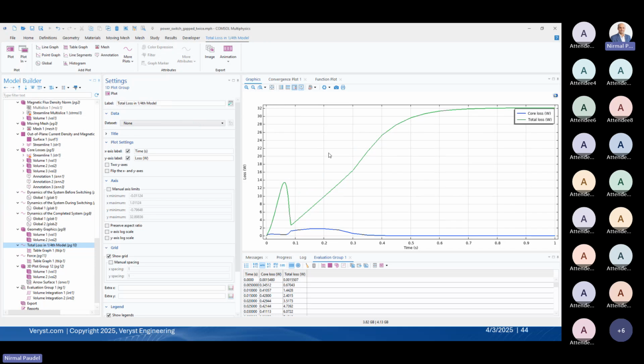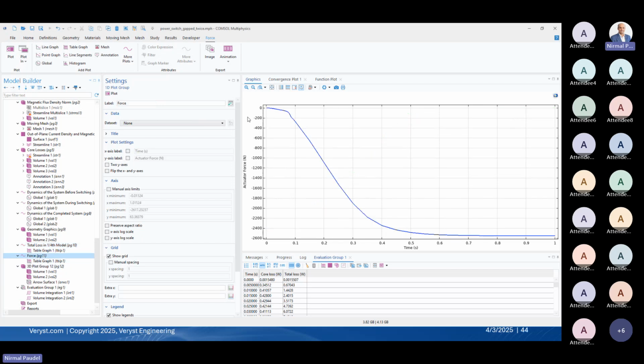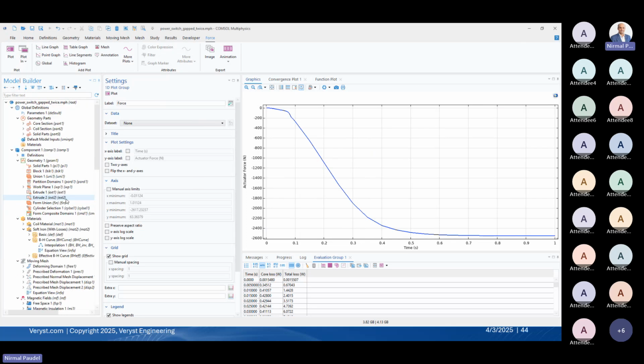In terms of the losses here, the green one is the total loss. The blue one is the loss on the core. And similarly for the force, we see that there is, from 0 to about 2.6 Newton or 2.5 kilonewton, force exerted by this one. So that's pretty much on this side.